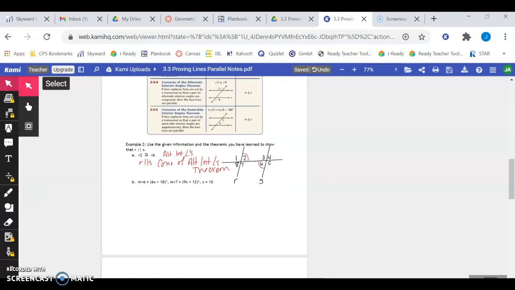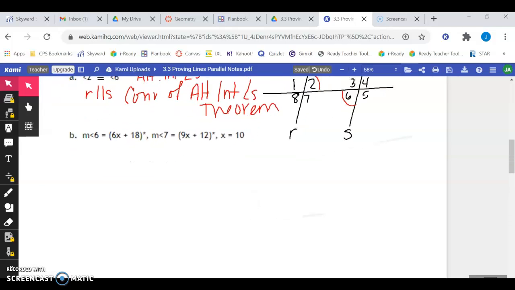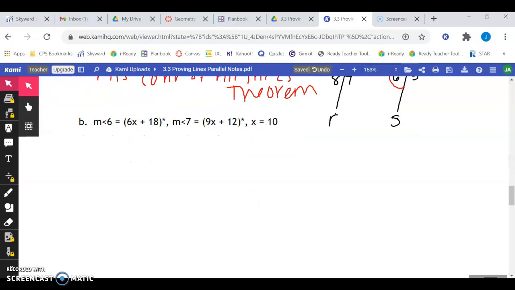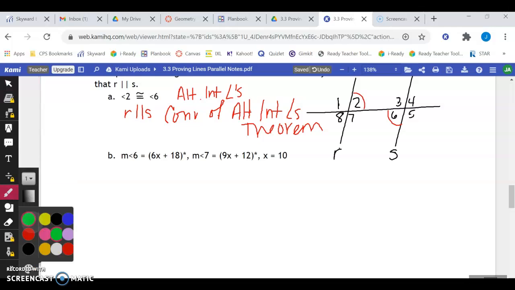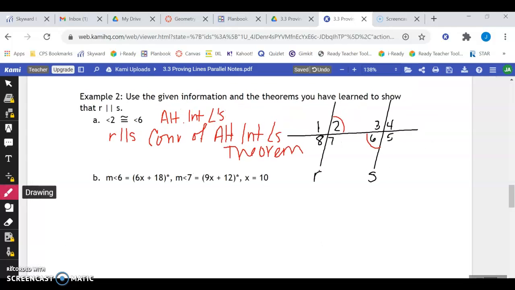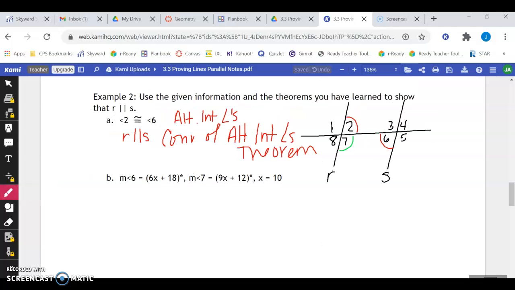Okay. Now we're going to use the same picture and we're going to use this information given here. It says the measure of angle 6 is given there, 6x plus 18, and the measure of angle 7 is 9x plus 12. And they're telling us that x equals 10. So 6 and 7 are right here, this one and this one. So those look like same side interior angles. They're on the same side of the transversal and on the inside of our parallel lines. But we are going to do some substitution here.